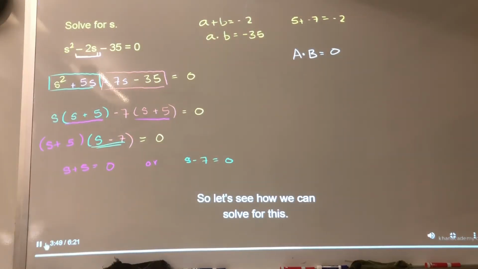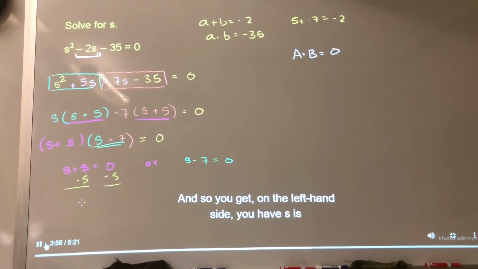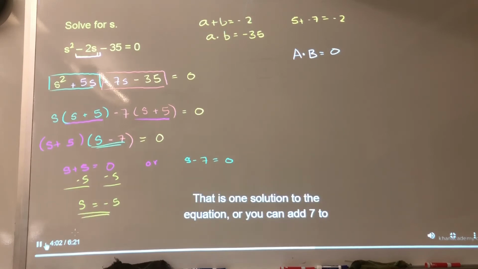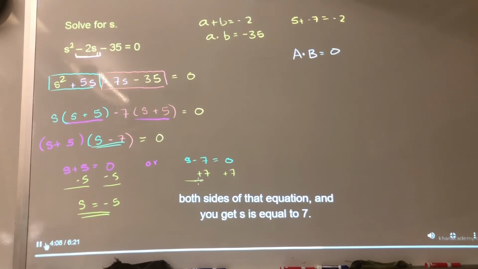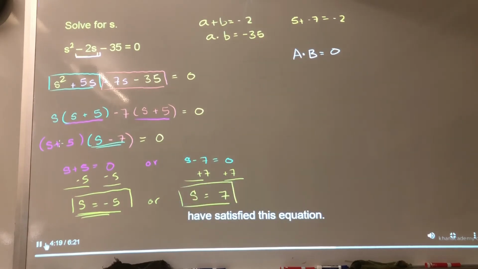So let's see how we can solve for this. Well, we can just subtract 5 from both sides of this equation right there. And so on the left-hand side, you have s is equal to negative 5. That is one solution to the equation. Or you can add 7 to both sides of that equation, and you get s is equal to 7. So if s is equal to negative 5, or s is equal to 7, then we have satisfied this equation.